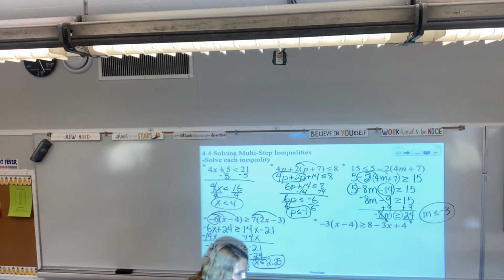Can you reach it and not have to stand on the stool? It's okay if you drop it. Yeah.